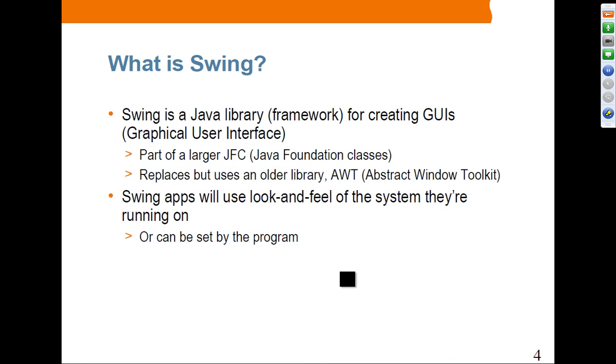What is Swing? Swing is a Java library. You can call it a framework as well, but it is basically a Java library for creating graphical user interfaces. It's part of the larger JFC, Java Foundation Classes, but it replaces an old library called AWT. Nobody's using AWT right now, but in the beginning of Java, there was AWT, and then Swing actually replaced it.